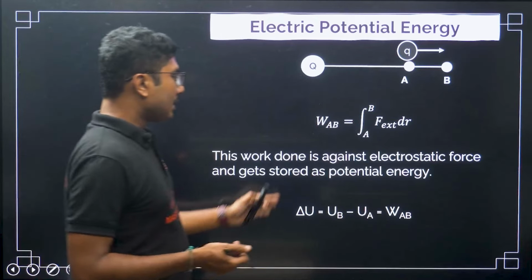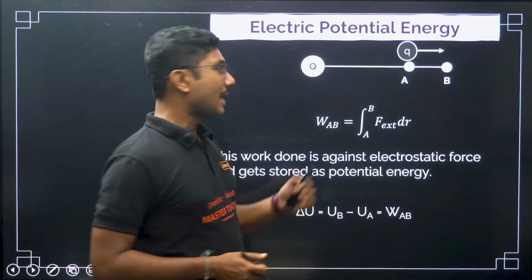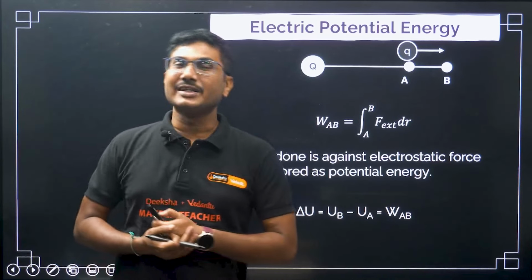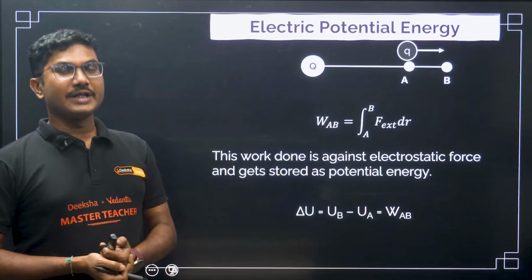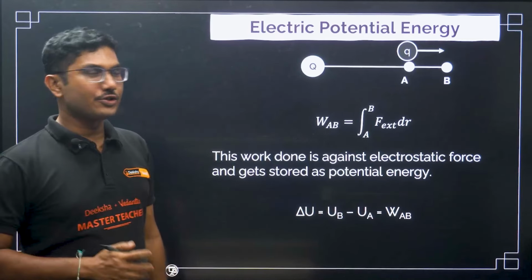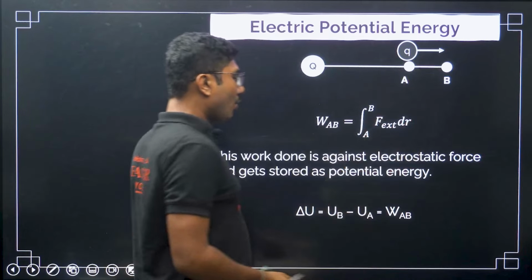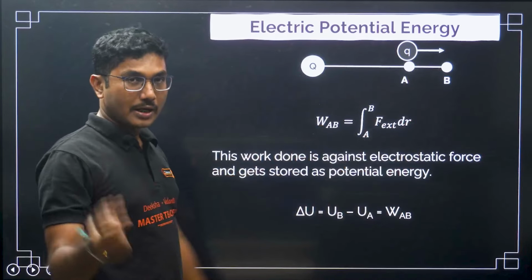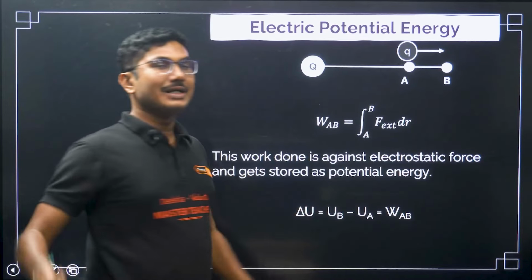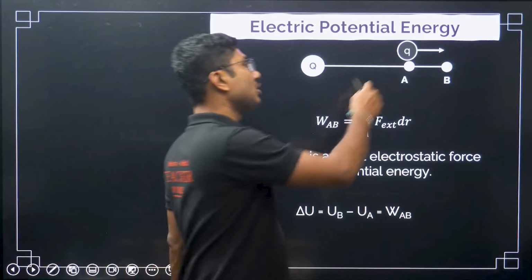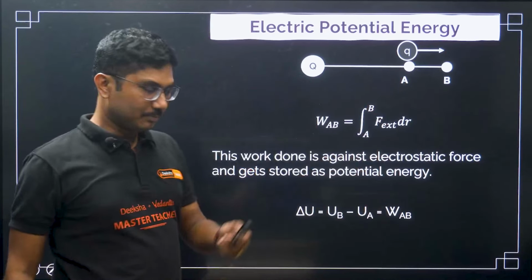So here is the basic definition of potential energy, and we are mostly interested in the difference of potential energy rather than the exact potential energy. So when you move a charge from point A to point B, whatever work you are doing, W_AB, that represents the difference in potential energy of points A and B.